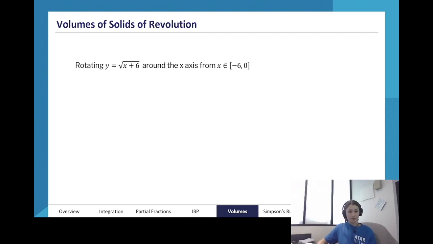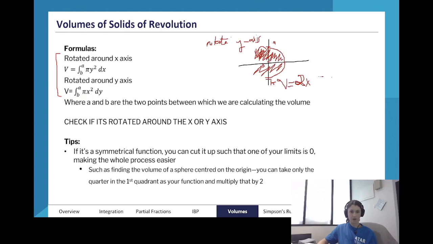So what we can do is our volume. Our limits are going to be negative 6 and 0, and these are given to us in x values, which is what we want. We can take this pi out the front, and then in here we're going to have the function in terms of x squared dx. So we just applied our formula here.